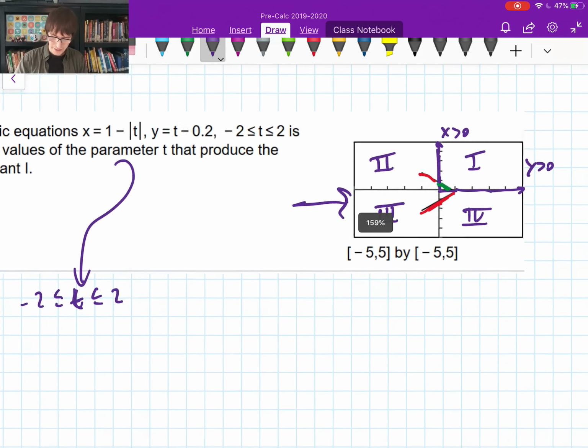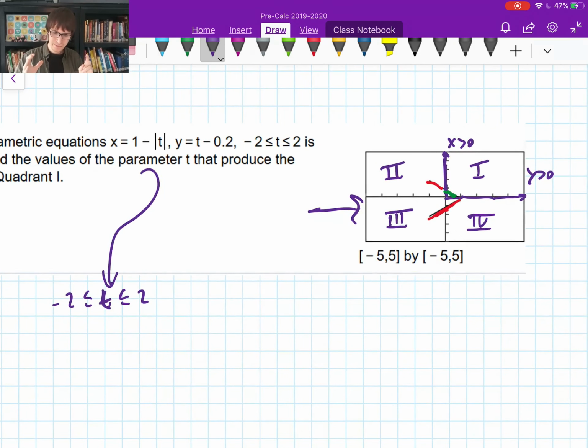Let's see if we can apply that. If we can ensure that x will always be greater than 0 and y will always be greater than 0, then we can find a way to limit this parameter. We'll have something limited from -2 to 2. So let's see if we can do that.